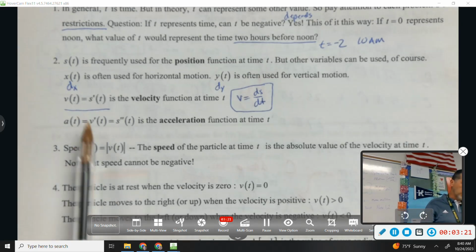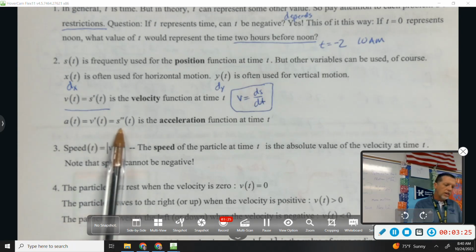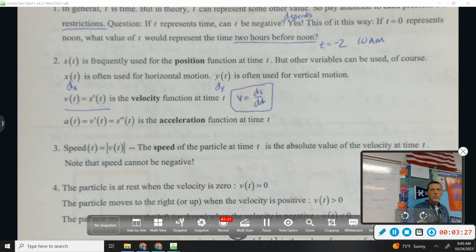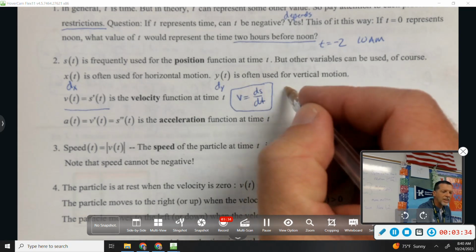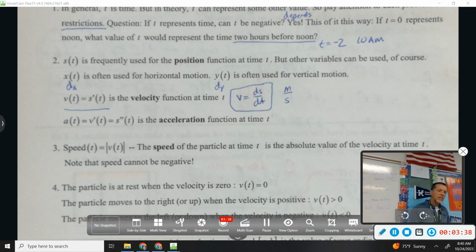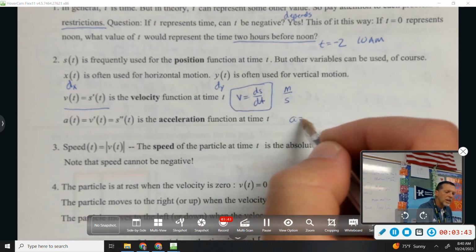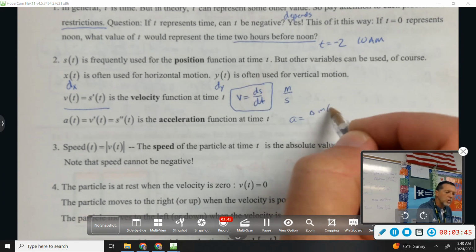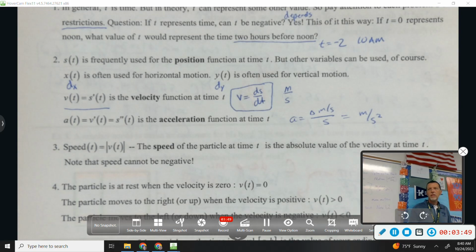Acceleration is the derivative of velocity, so that would make it the second derivative of position. Hopefully some of this meshes with physics, right? Like ds dt, that would be like meters per second. And acceleration would be the change in meters per second over second, so that's meters per second squared. So again, with the units, they can help you figure things out.